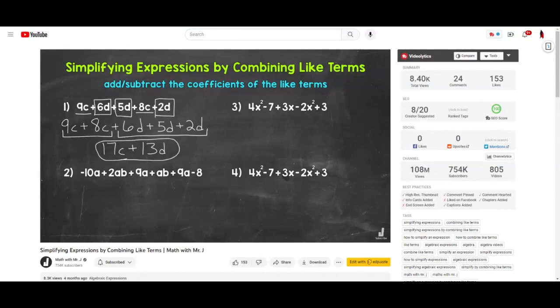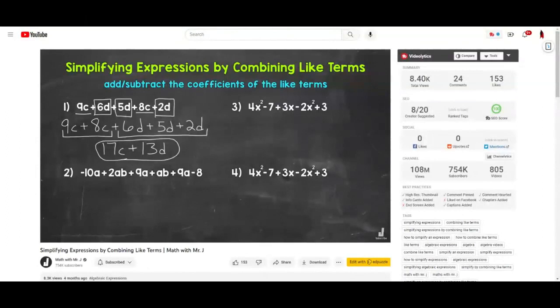Now, 17c plus 13d is equivalent to the original expression. We went from 5 total terms in the original expression and simplified it to 2 total terms by combining like terms. Let's move on to number 2, where we have negative 10a plus 2ab plus 9a plus ab plus 9a minus 8. Let's start by identifying any like terms that we can combine.